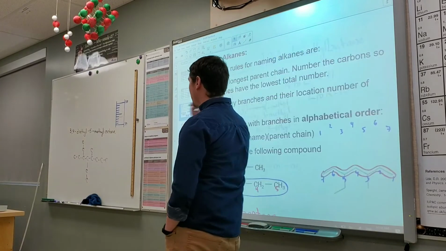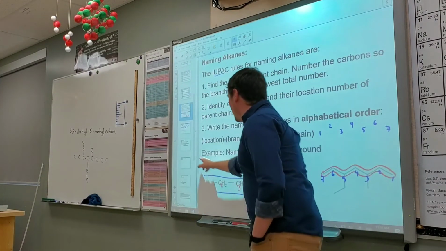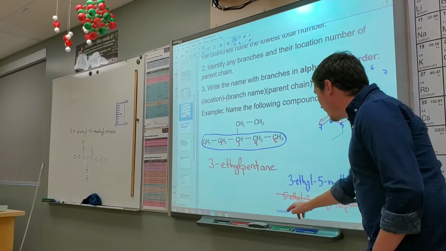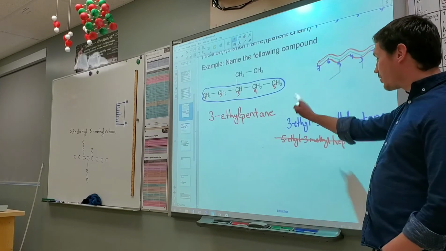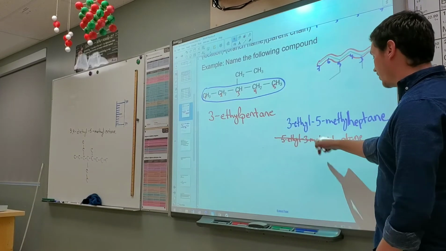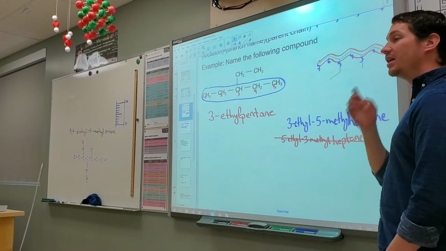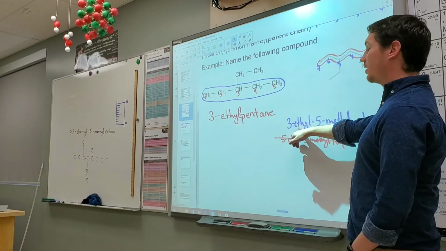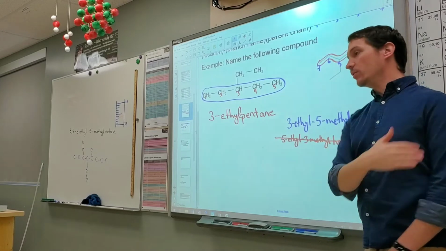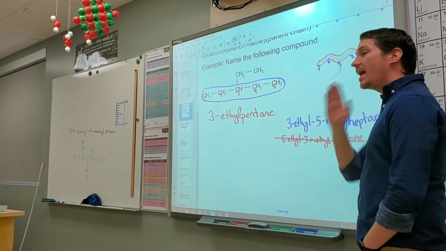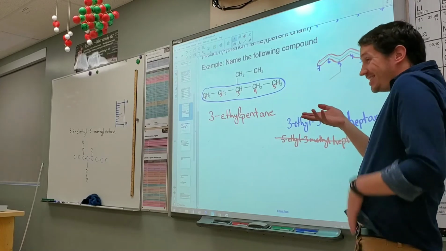Yes, and that's exactly what we dealt with here, where it was the same sum going both ways, right? So we went 3-ethyl-5-methylheptane, and then we went 5-ethyl-3-methylheptane. So we just said, okay, the alphabetical one is going to have the lower number, and then we move on. Okay, I really sincerely doubt you will ever see that, but just in case.